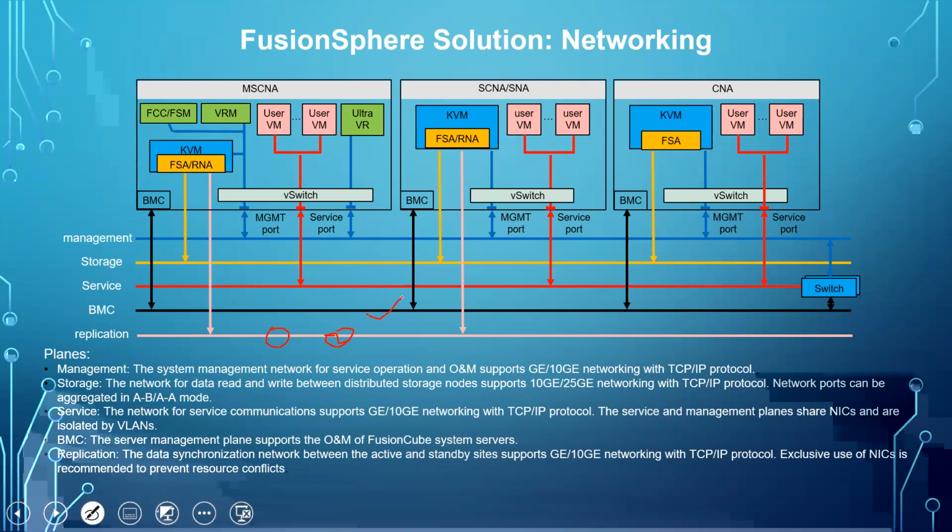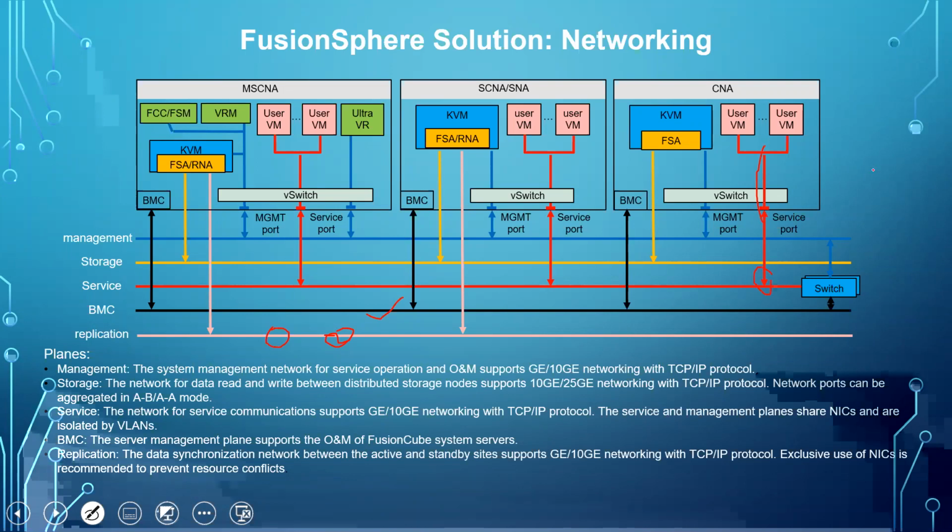This BMC network is used for hardware management, like iNOM, or when you want to access the console of the server. So this network we use for the console. This service network is configured for VMs only. As we can see, it is connected directly to the VMs.